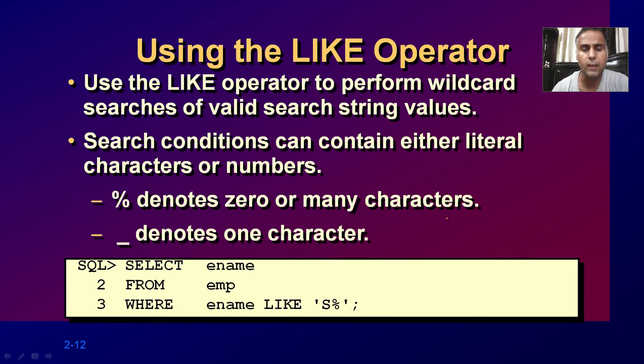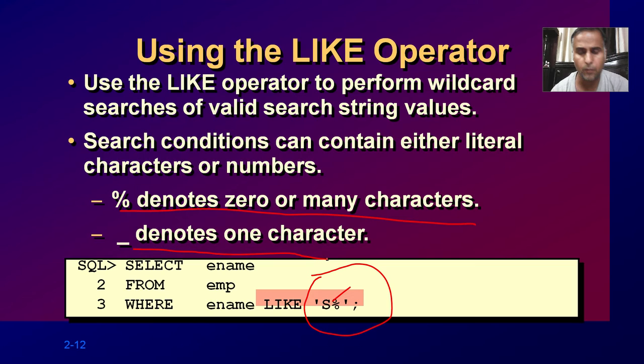We move to the next part, that is the LIKE operator. As we know, it is used for pattern matching and particular character matching. Suppose I want to search a particular name in a table, for example a name starting with capital S. The percentage sign denotes zero or many characters, so after S it will check all the characters. Underscore denotes one character. If you want to search a particular name, you can use the underscore for that purpose.